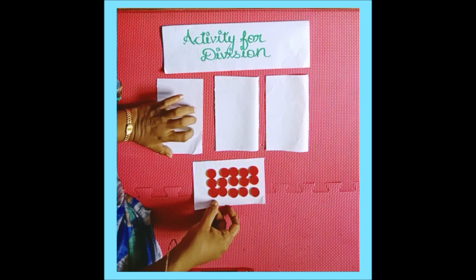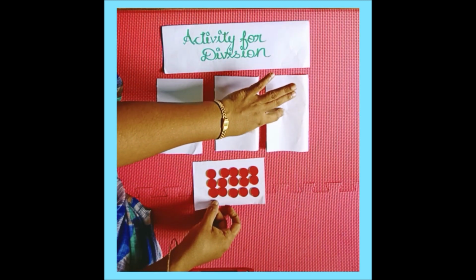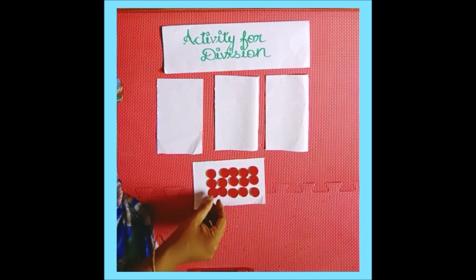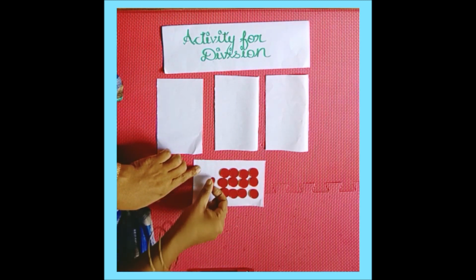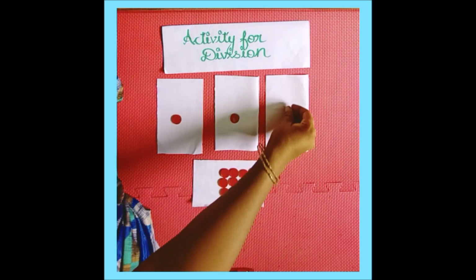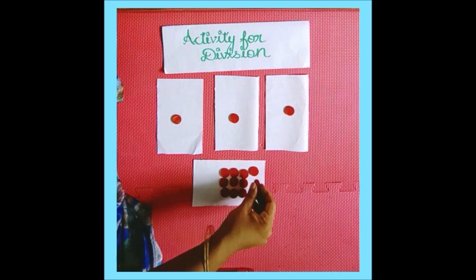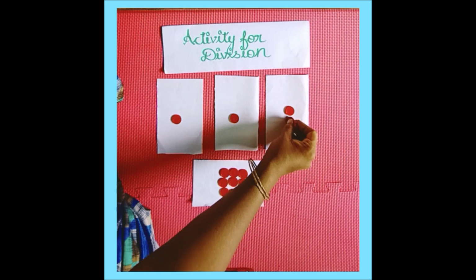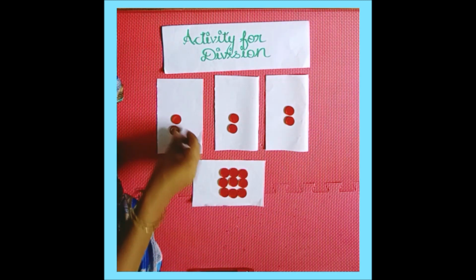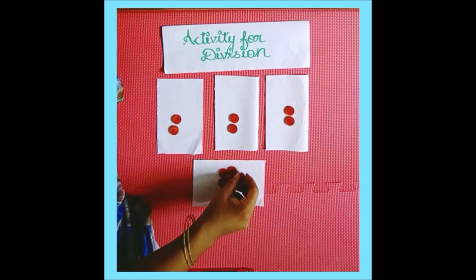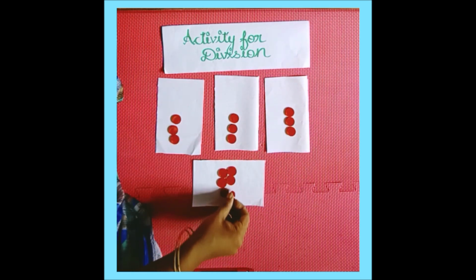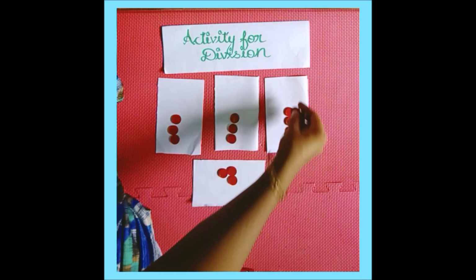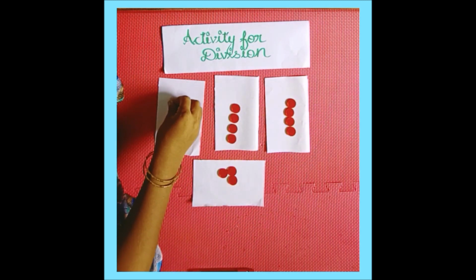Why we have to divide into 3 equal parts? Because our divisor is 3. For that you have to take 3 coins at once and give 1 to each part. Similarly you have to take 3 coins at once and give 1 to each part. Similarly you have to do for the remaining coins.